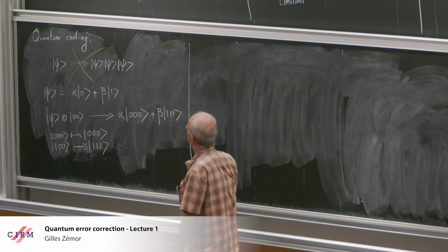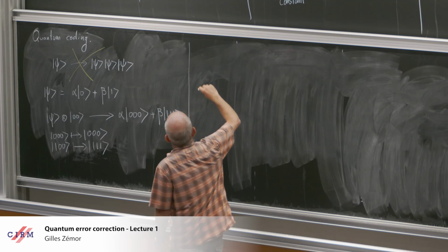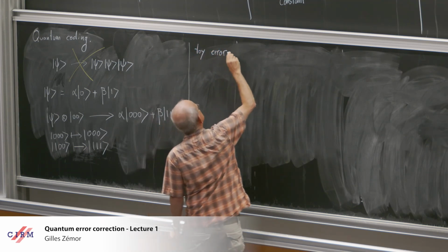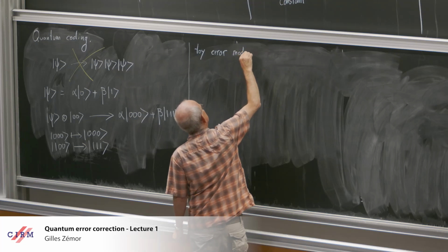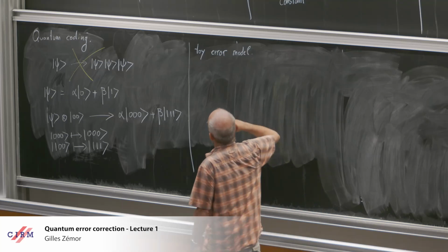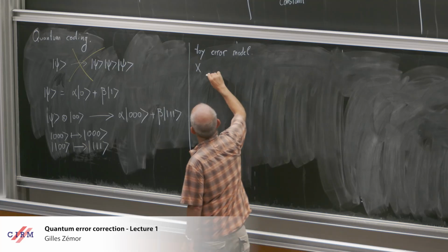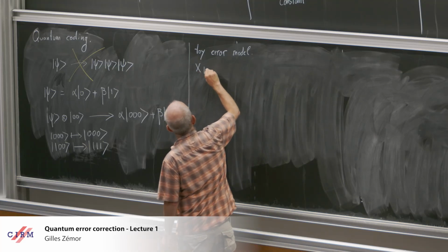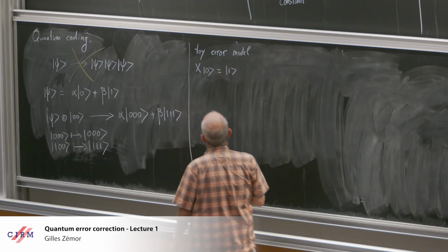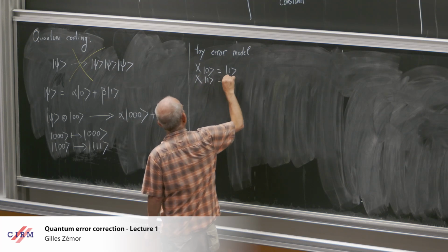And what can you do with this code? Suppose we have this toy error model. Suppose we have X errors. So let me remind you that the Pauli operator X, all it does is change the 0 basis state to 1 and the 1 state to 0.